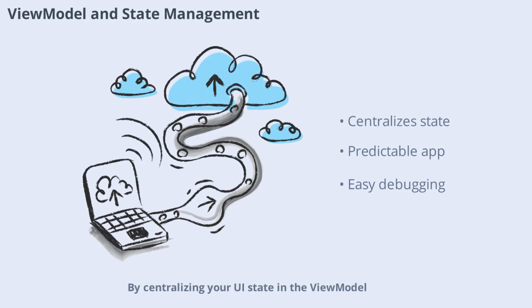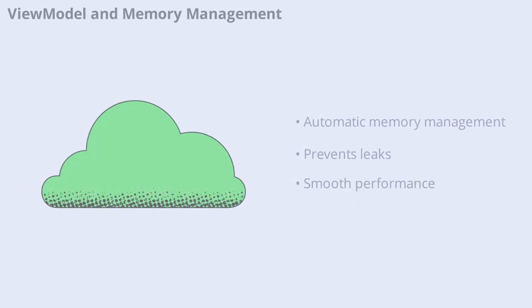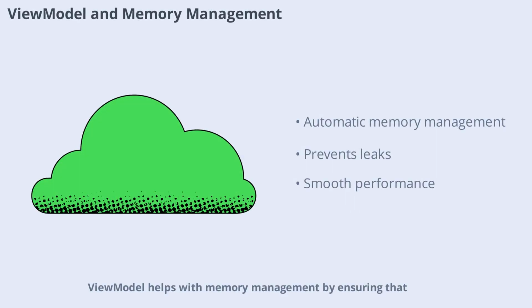State management is a key responsibility of ViewModel. By centralizing your UI state in the ViewModel, you can ensure that your app remains predictable and easy to debug. This approach is especially useful in complex apps with multiple screens and features. ViewModel helps with memory management by ensuring that data is only kept as long as it's needed. When the lifecycle ends, the ViewModel is cleared, freeing up resources. This automatic management reduces the risk of memory leaks and keeps your app running smoothly.